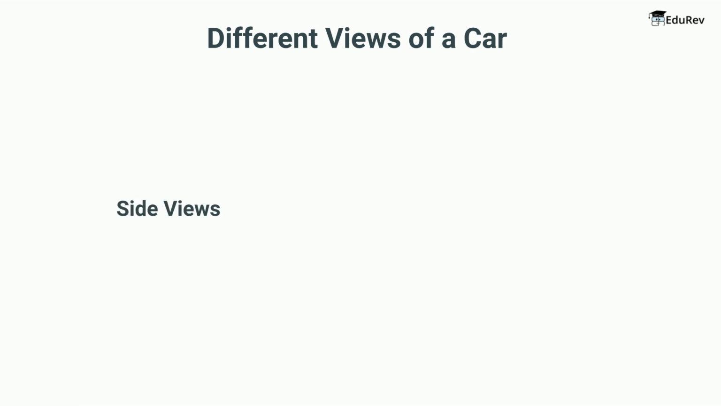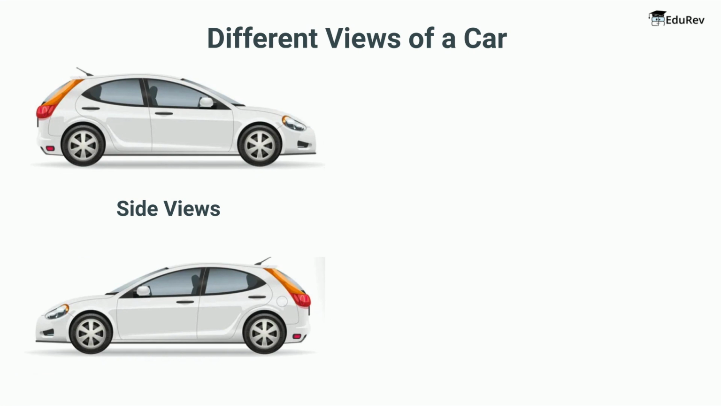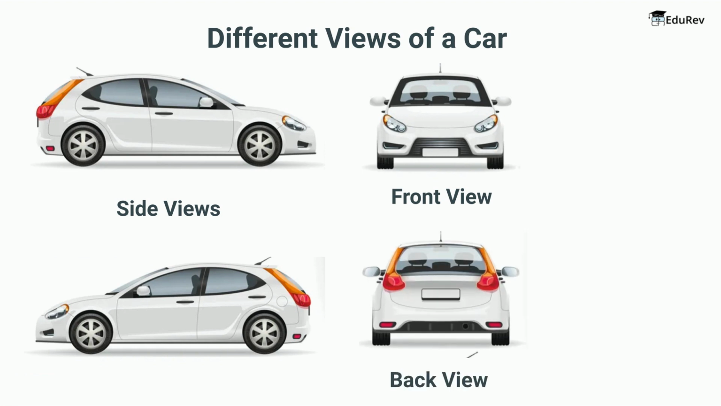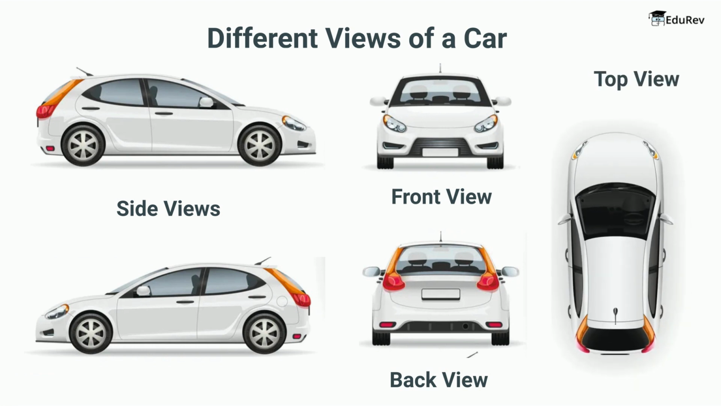Let us now see the images of a car when viewed from different sides. Here are the images of a car when it is viewed from sides. A car when viewed from front looks like this. A car when viewed from back looks like this. And here is the top view of the car. So, children, finally you now know how a car looks when seen from different sides.